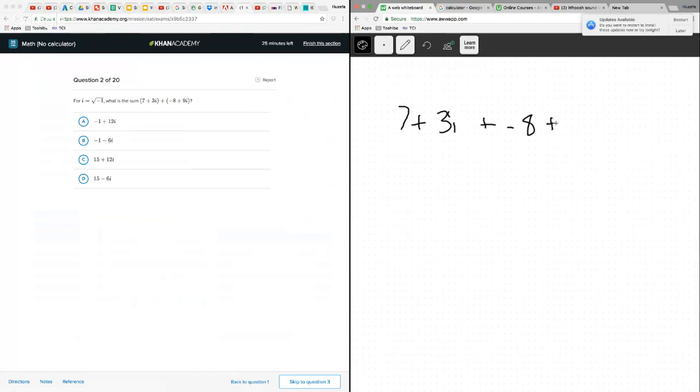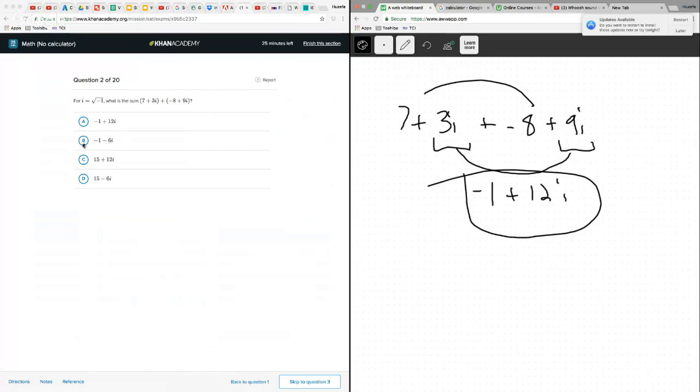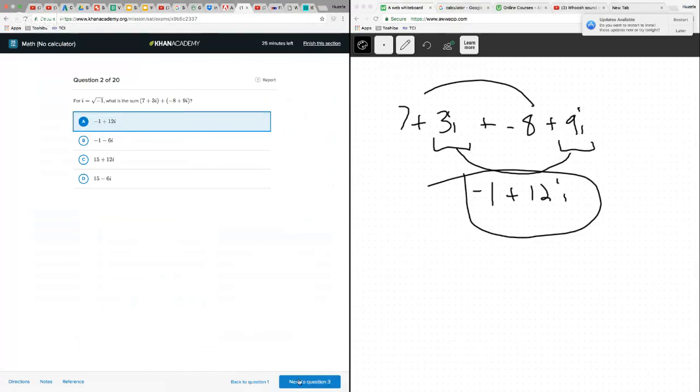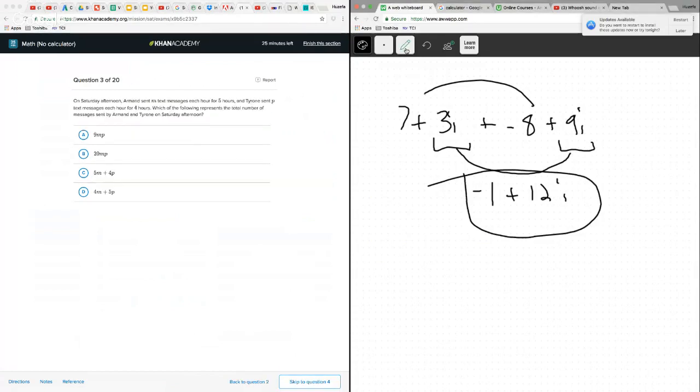So I'm going to go like this. And now we just add the like terms, right? These guys are like terms, so that becomes 12i. These guys are both constants, so that becomes negative one. And so it should be this, negative one plus 12i, which is A. Let's go to this guy here.